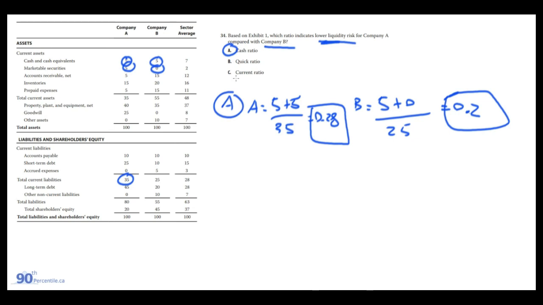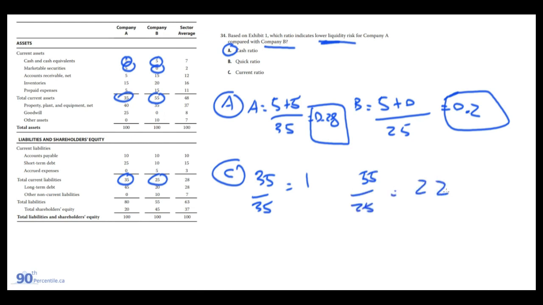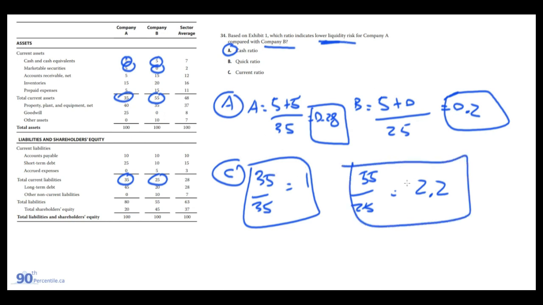We could look at C really quickly just to show you what I was saying about conflicting results. So for the current ratio for A, it's 35 over 35, it's 1, and for B, it's 55 over 25, which is like 2.2 or something. So here, we're actually showing higher liquidity risk for company A and lower liquidity risk for company B because company B has more current assets on hand to fulfill its current liabilities.